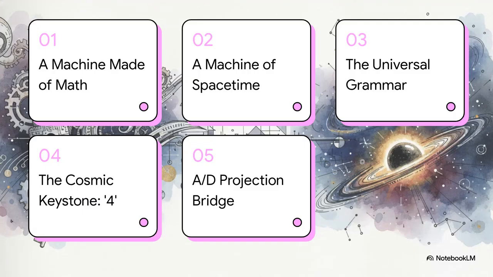So here's our game plan. We're going to build a bridge between these two, frankly, completely different worlds. First, we'll break down a machine made of pure math. Then we'll look at one made of spacetime. From there, we'll go hunting for a shared blueprint, a universal grammar. We'll even see if there's a single number that locks it all together, a cosmic keystone. And finally, we'll look at the bridge that might just connect our analog universe to the digital one.